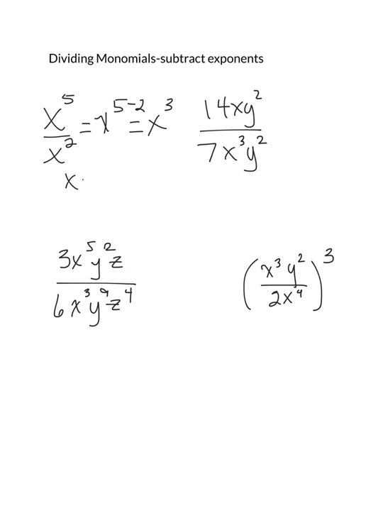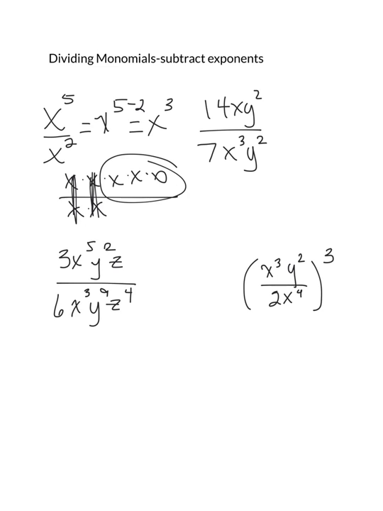So x to the fifth is the same thing as x times x times x times x times x over x to the second, which is x times x. So you'll see here I'm taking those two factors of x out and I'm left with just the x cubed in the numerator. When you have other pieces to this, like coefficients, x's, and y's, you just go piece by piece and reduce and take factors out.